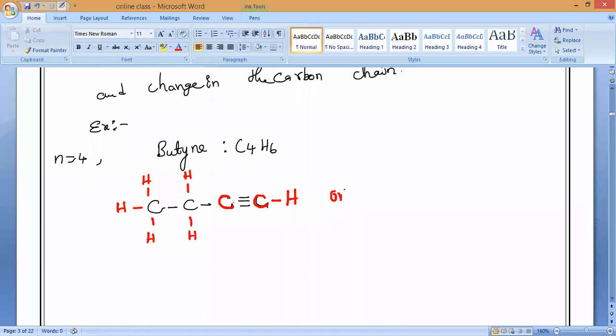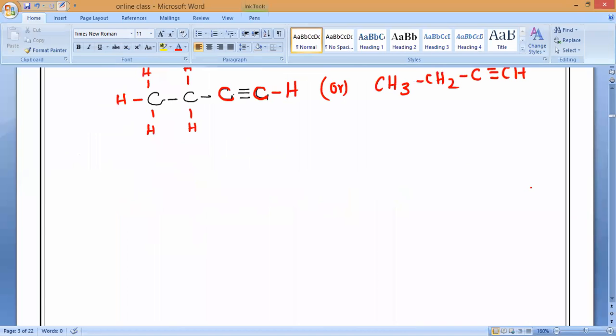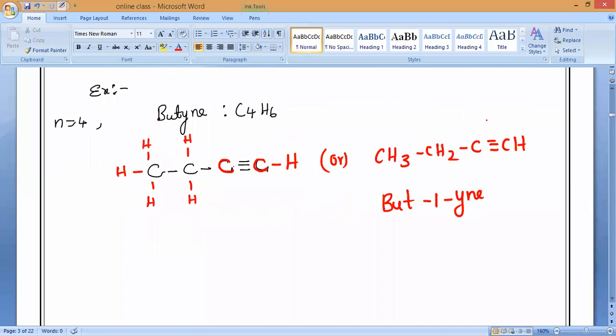Now I want the condensed formula. Condensed formula, all of you: CH3, single bond, C, triple bond, CH. That is what you have to remember. So the name of this one, anybody? But-1-yne. But-1-yne is the normal isomer.